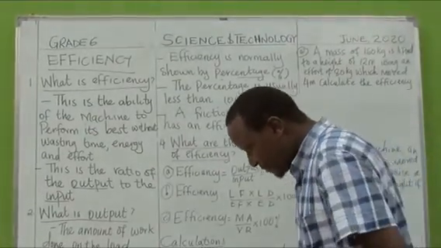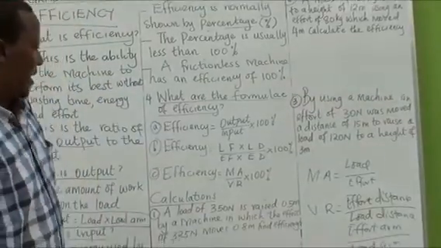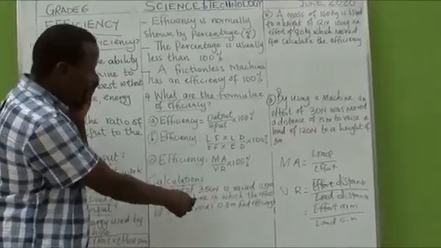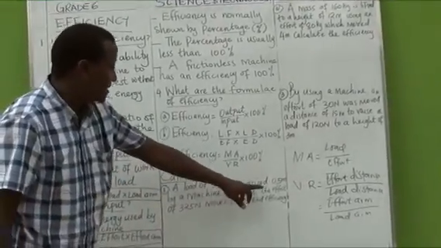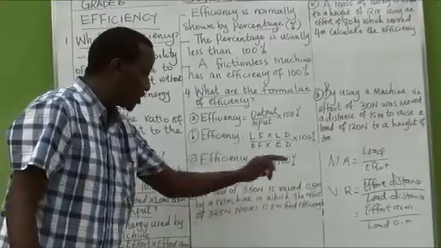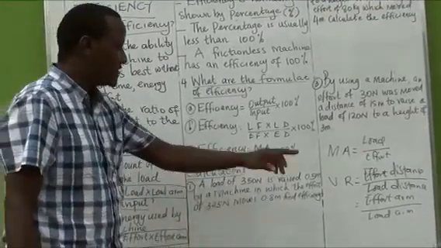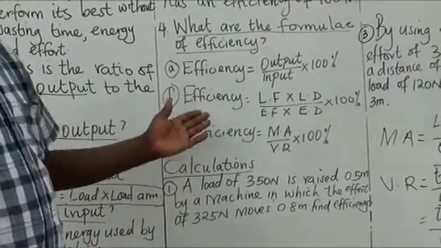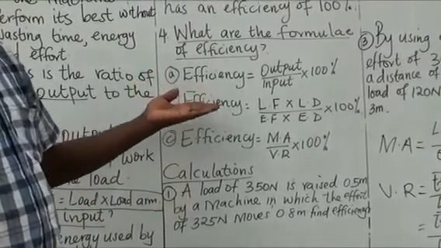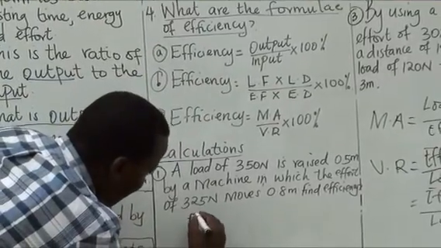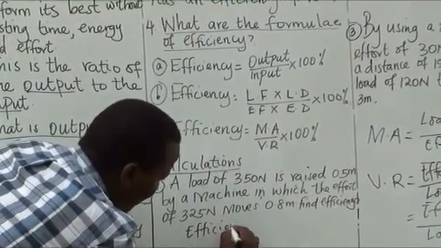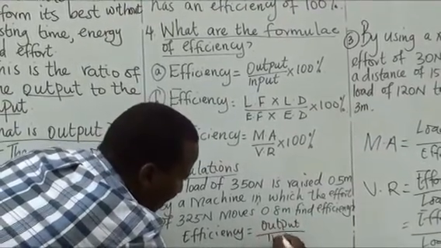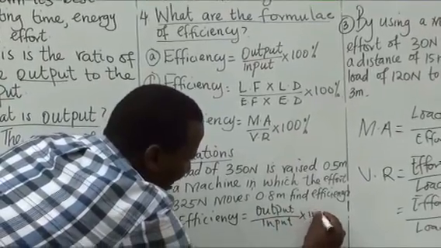Now, class, let us do some examples of calculations. Question 1, it says, a load of 350 Newton is raised 0.5 meters by a machine in which the effort of 325 Newton moves 0.8. Find the efficiency. Which formula do we use here? You can choose. We can even use the first one. The first one says efficiency is equal to the output over the input times 100%.